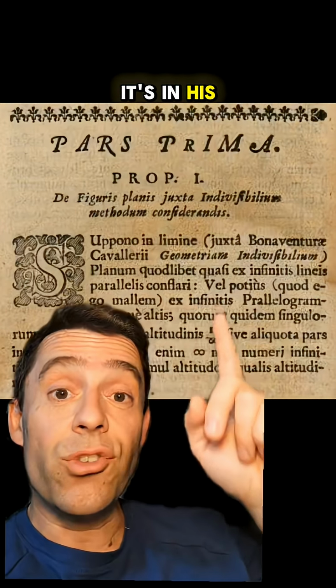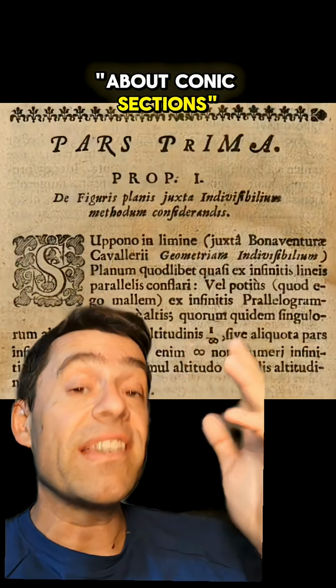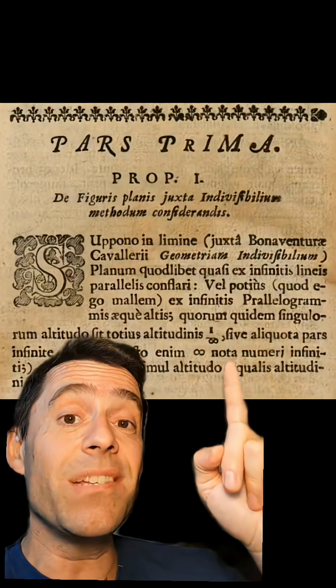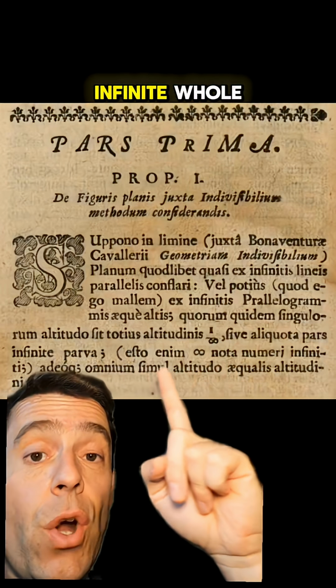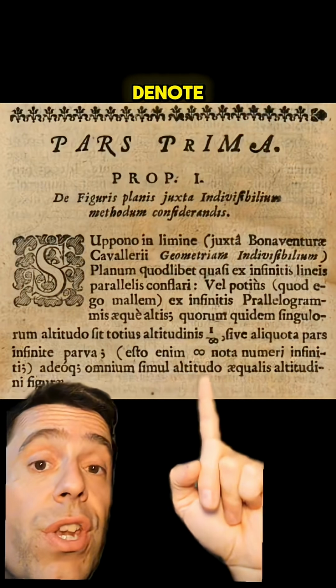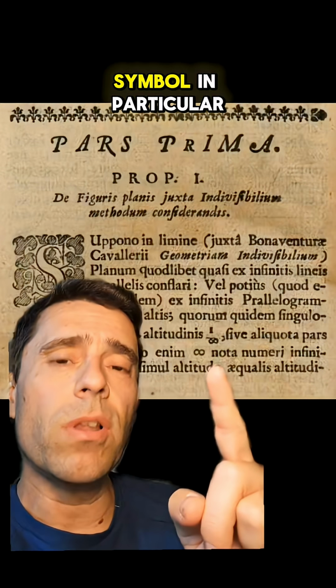It's in his treatise, De Sectionibus Conicis, about conic sections, and he's talking about an infinitesimal part of an infinite whole, and then he clarifies that he's going to use that symbol to denote an infinite number. But why did he use that symbol in particular?